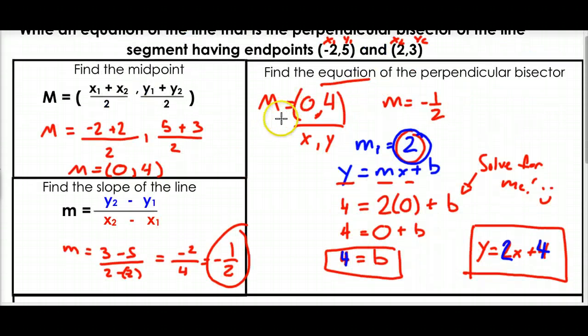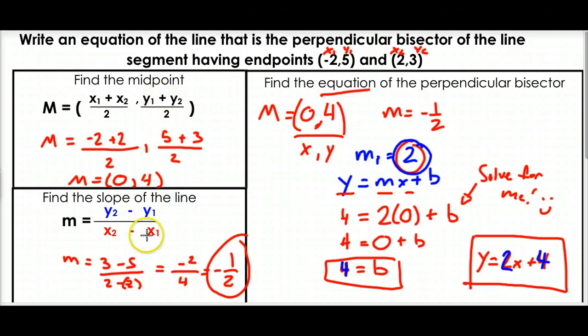Okay guys, so just to repeat the process one more time, find the midpoint, find the slope, and then you want to write the equation that goes through the midpoint and has a perpendicular slope to your original line. And if you follow those steps, you will be awesome, possum, my lawsome.